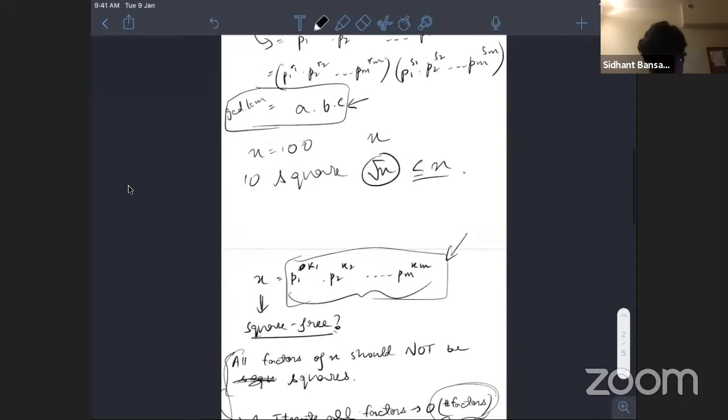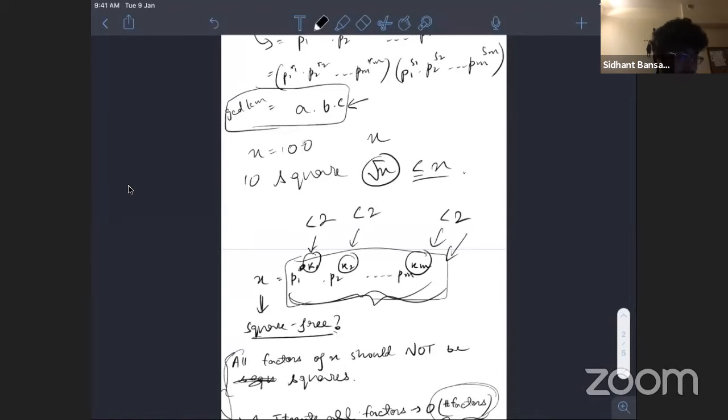The prime factorization method, which someone mentioned in the chat, was basically, if you have the prime factorization of the number, you can just see each power and see whether all the powers are less than 2. If all the powers are less than 2, you're done. Then it's a square free number. But if any of the powers is greater than or equal to 2, then it's not.